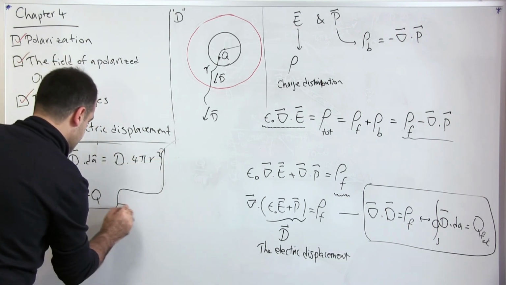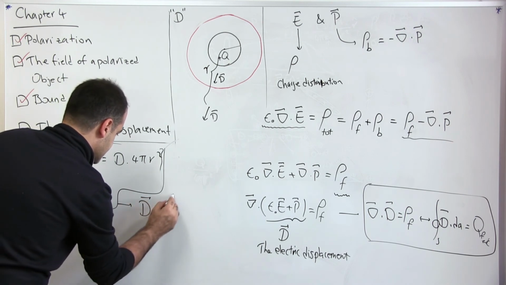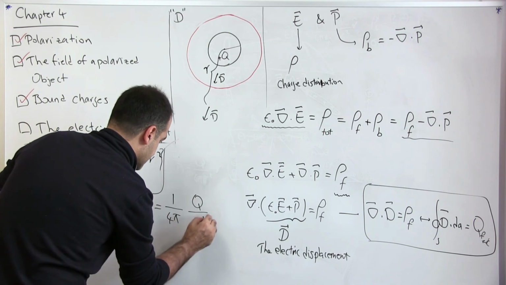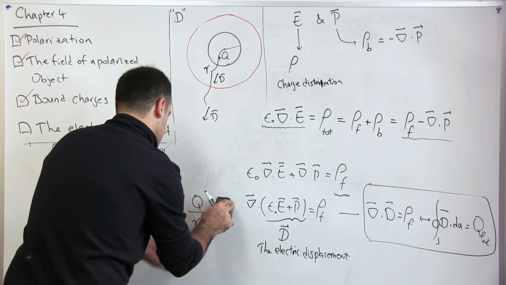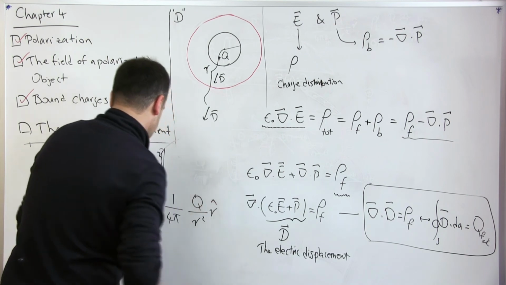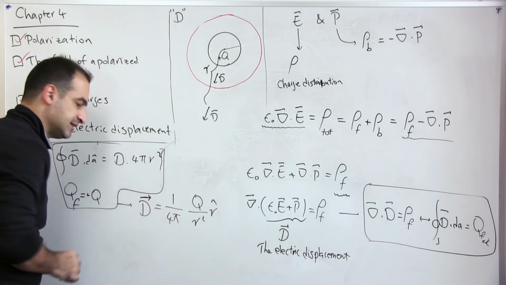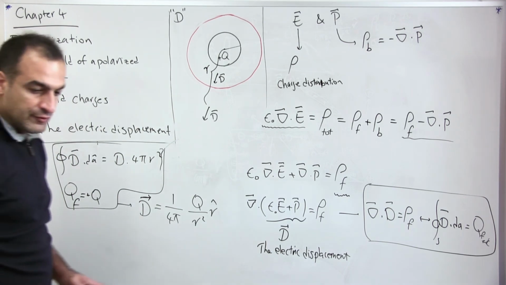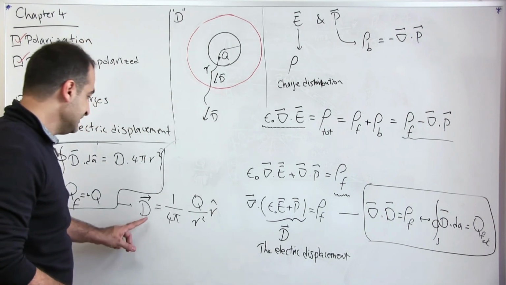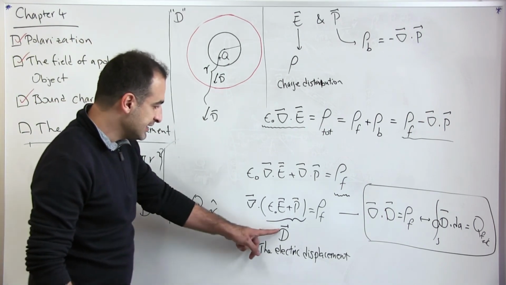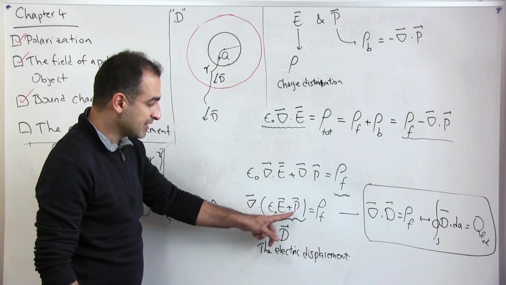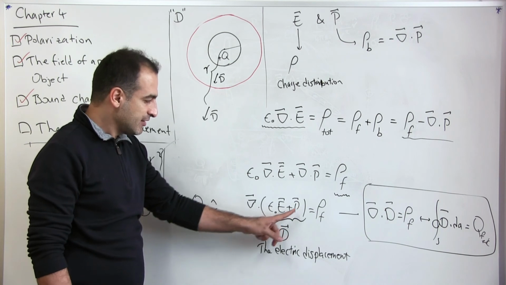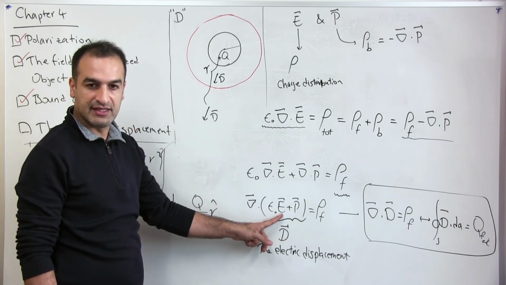So combining these two, I can say D is 1 over 4 pi Q over r squared times r hat. Okay, so this is the D that we have. Now, if you want to look at the electric field inside, D is epsilon 0 times E plus P. We don't have polarization, we don't know what the polarization is yet, so we cannot really calculate E at this point inside.